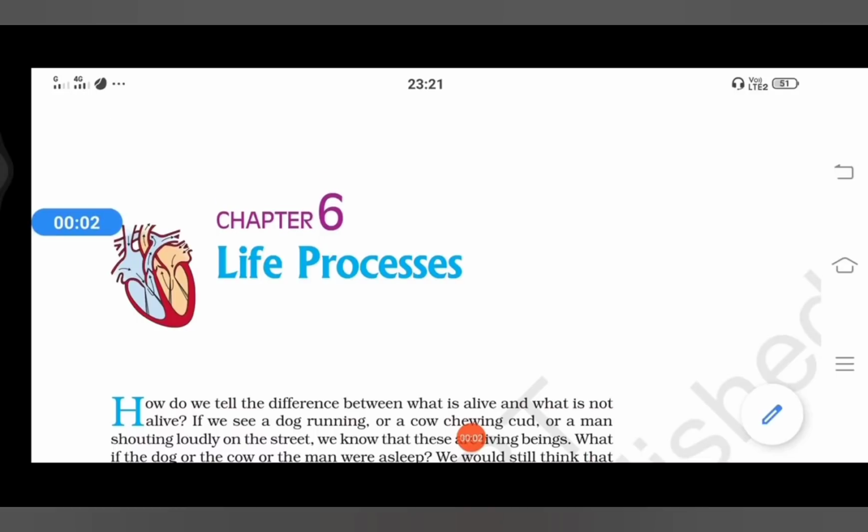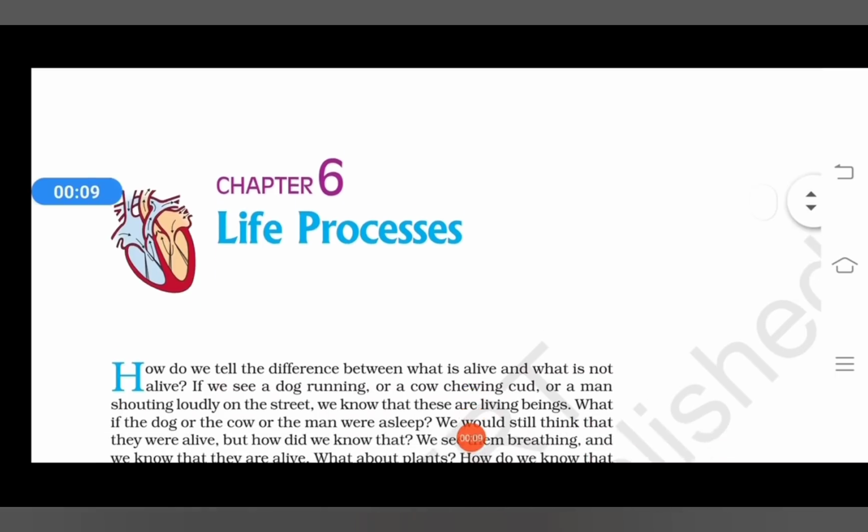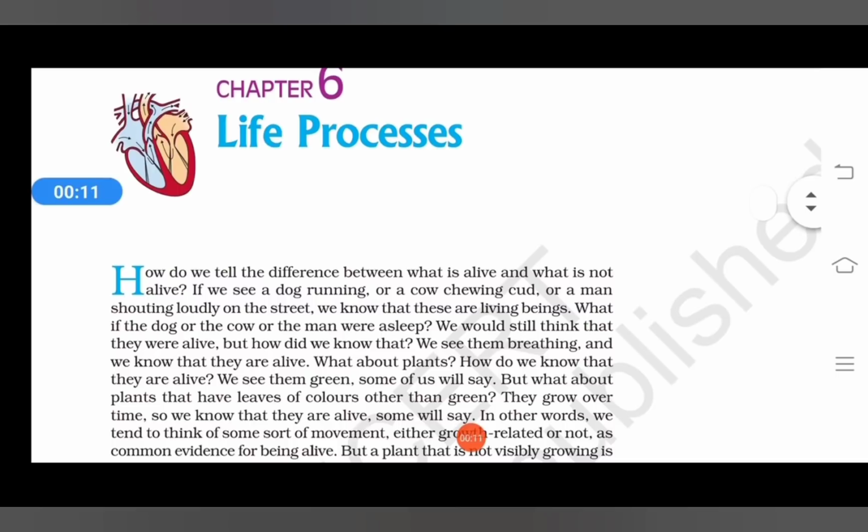Students, today we are going to learn chapter 6, that is life processes. What are life processes and how are they important for us? How do we tell the difference between what is alive and what is not alive? If we see a dog running, or a cow chewing cud, or a man shouting loudly on the street, we know that these are living beings. What if the dog or the cow or the man were asleep? We would still think that they were alive.